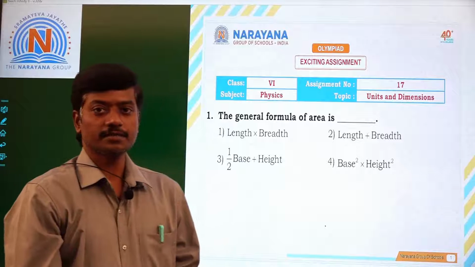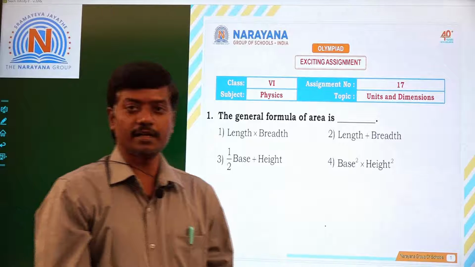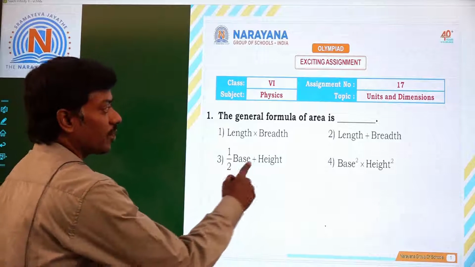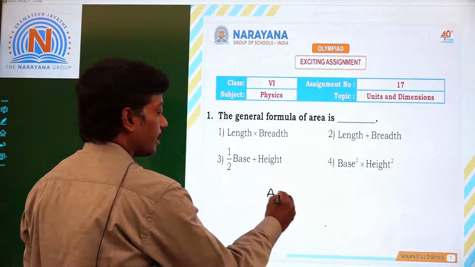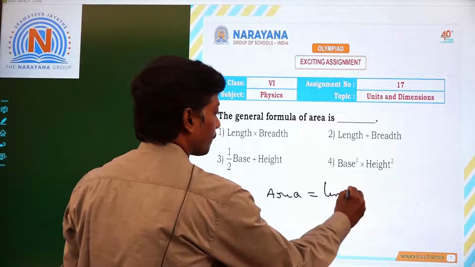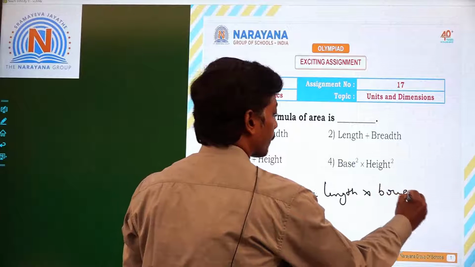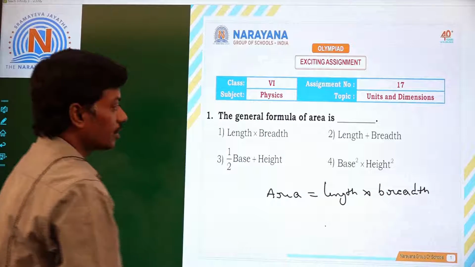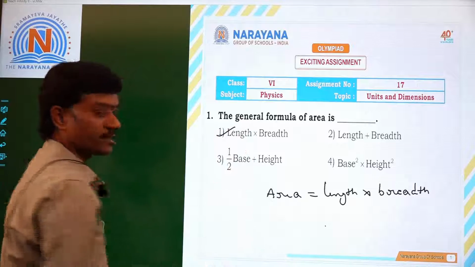My name is Ajay. Class 6, the topic is units and dimensions, assignment number 17. Let us see the first question. The general formula of area, we know that area is equal to length into breadth. So according to the options, length into breadth, first option is correct.